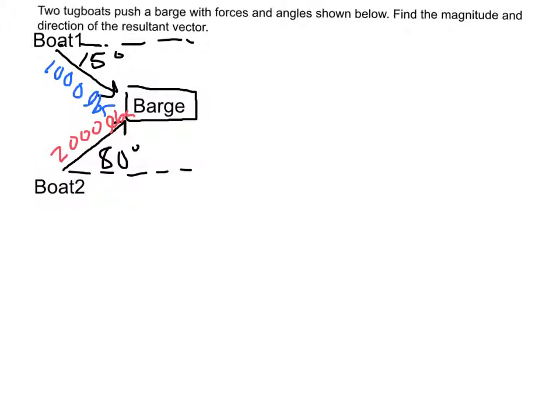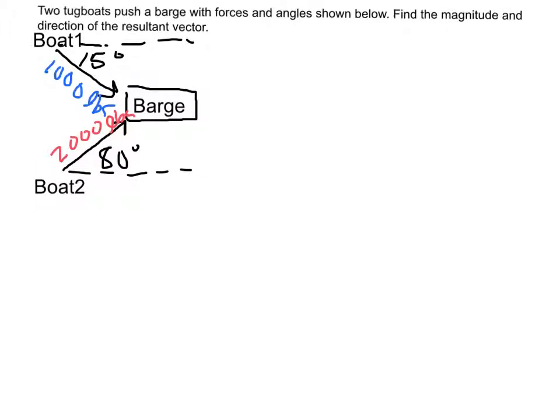In problem 2 here it says, two tugboats push a barge with forces and angles shown below. Find the magnitude and direction of the resultant vector. So we've got boat 1 that is pushing on this barge at an angle of 15 degrees with a 100-pound force. And then boat 2, this isn't necessarily drawn to scale very accurately, but it's got an 80-degree angle and it's pushing at a 2,000-pound force.